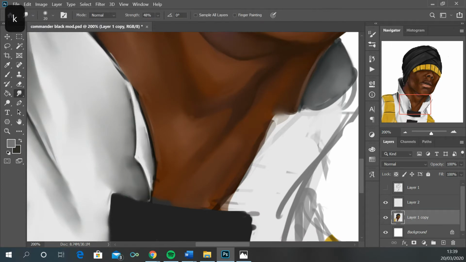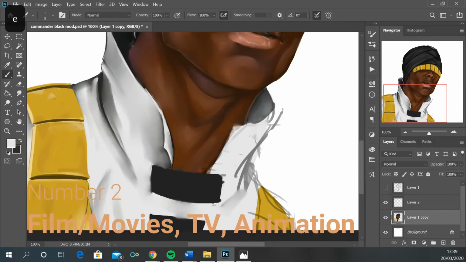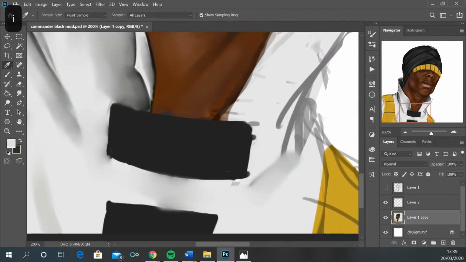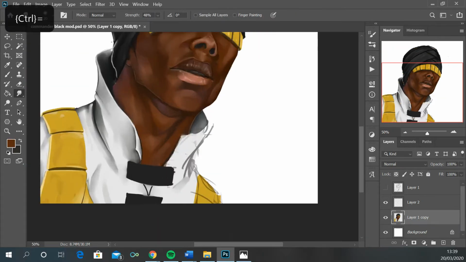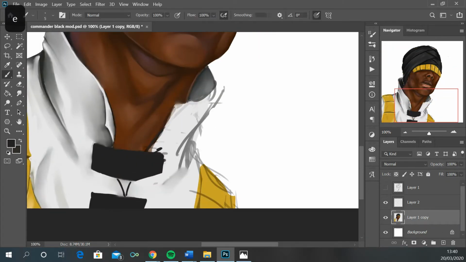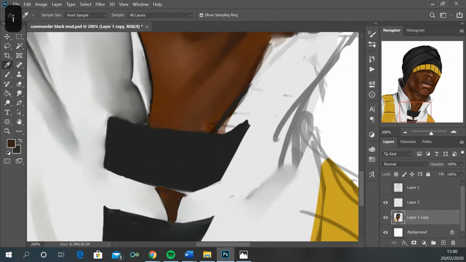Number 2, film or movies and TV. And this includes animation as well. So through television and particularly film, you can learn a whole deal from the set design, from the costume design, the makeup and so on. Especially from live action films and the fact that things have to be able to work and function in real life to some degree, so things have to make sense.